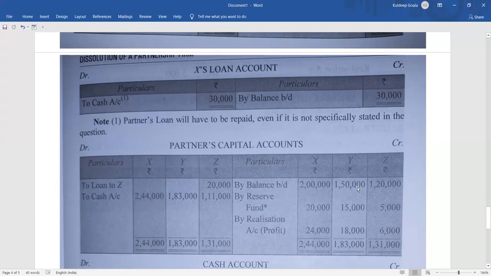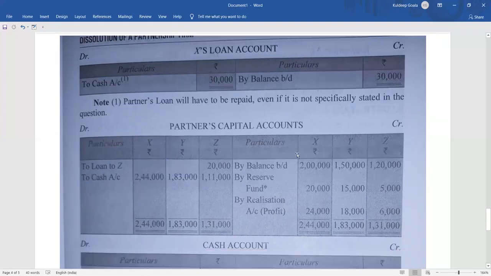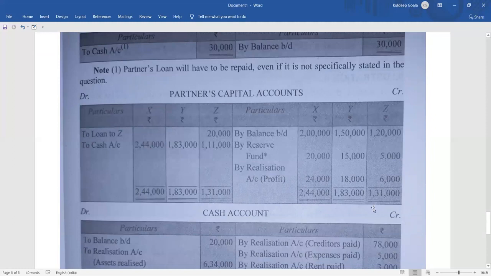In case of Y, it was 1,50,000, 15,000, and 18,000. The total comes to 1,83,000, which is totally paid, 1,83,000 in case of Y. In case of Z, it was 1,31,000, and 1,11,000 is the balancing figure after deducting 20,000. So 1,11,000 is paid to Z. Okay, so the whole payment is over.